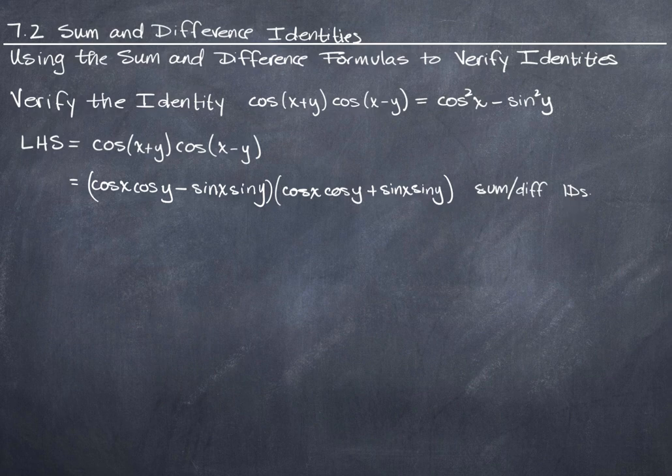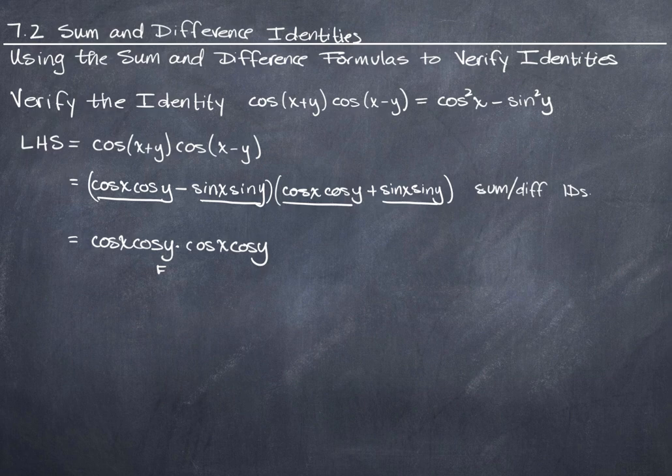Now I'm going to distribute, so I'm going to multiply this term by this term, this term by this term, this term by this term, and this term by this term. So my first is cosine x cosine y times cosine x cosine y. That's my first, right? If you're thinking FOIL, I have a term here and a term here in this factor, and then I have a term here and a term here in this factor.